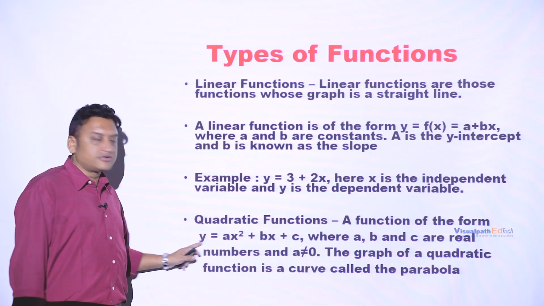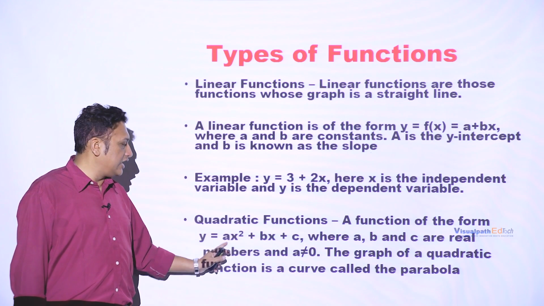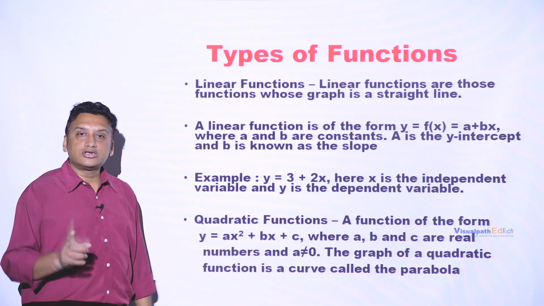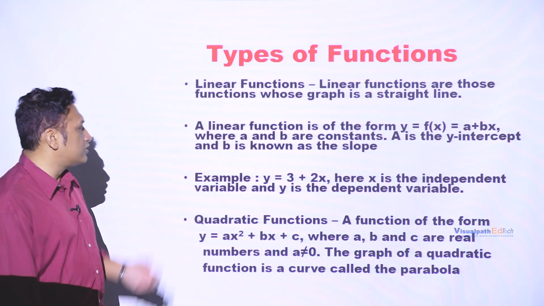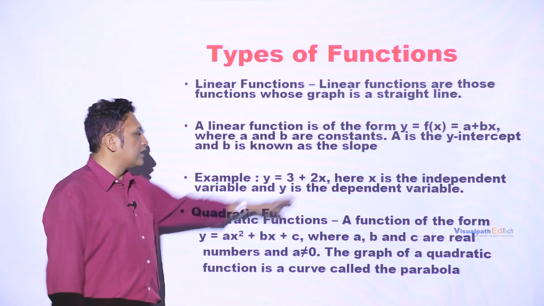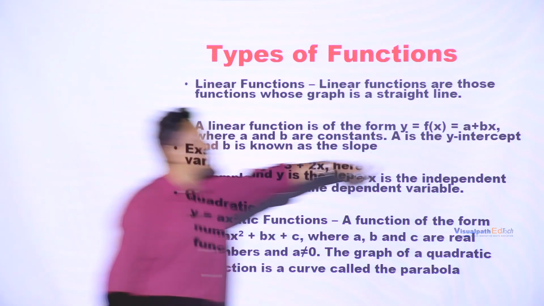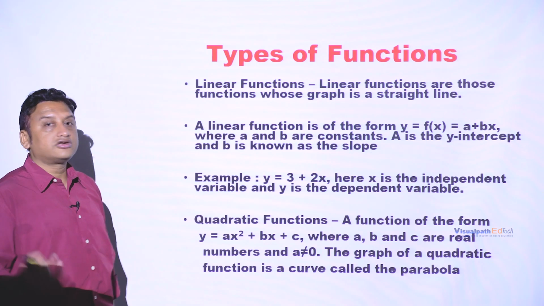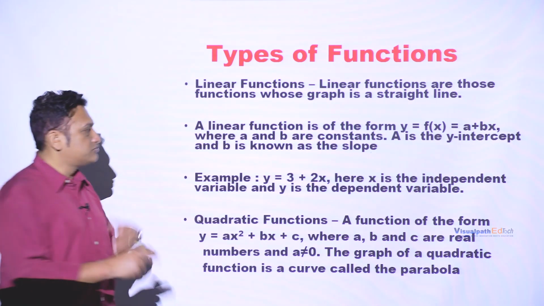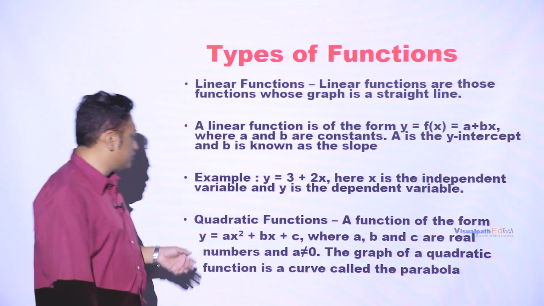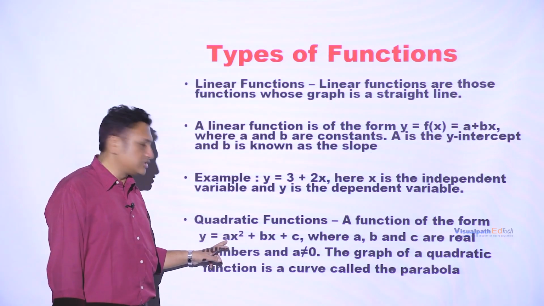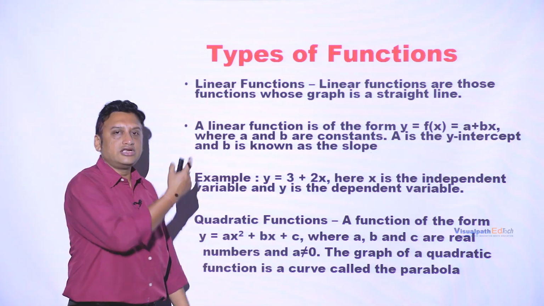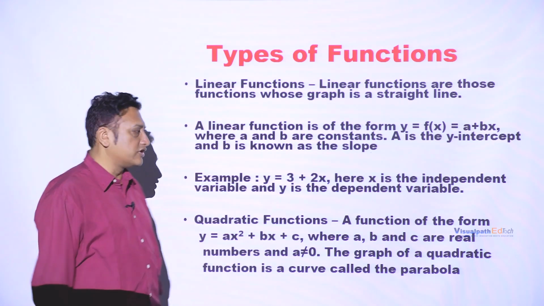If a function is of this form, where a, b and c are real numbers, and a is not equal to 0, very, very important, a is not equal to 0, unlike here, where of course your b cannot be equal to 0. If b becomes equal to 0, then it will not remain a linear polynomial. X will be removed if b becomes equal to 0. Similarly, if a becomes equal to 0, x square will no more exist, and therefore this function will become a linear function. It will not remain a quadratic function.